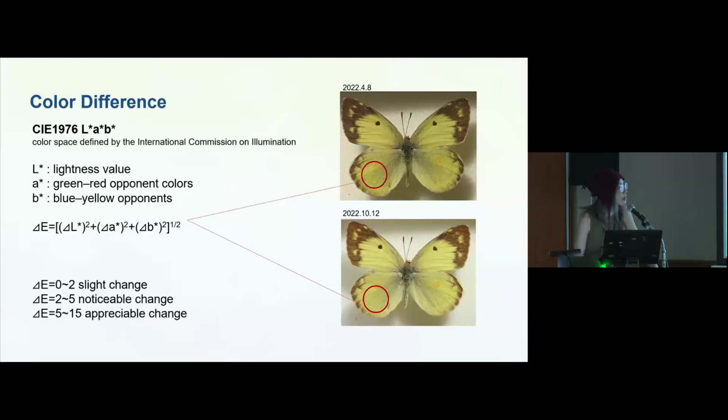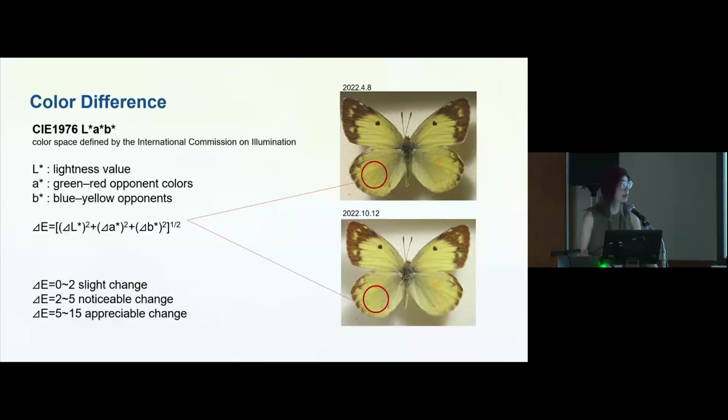And finally, I need to calculate how different they are. So I've been using the equation given by the CIE Lab, which is the International Commission on Illumination. So we have three parameters: L stands for the lightness, and a and b stand for how green or red and blue or yellow they tend to look. And with the equation in the middle, we can get a final number to indicate how much it changed.